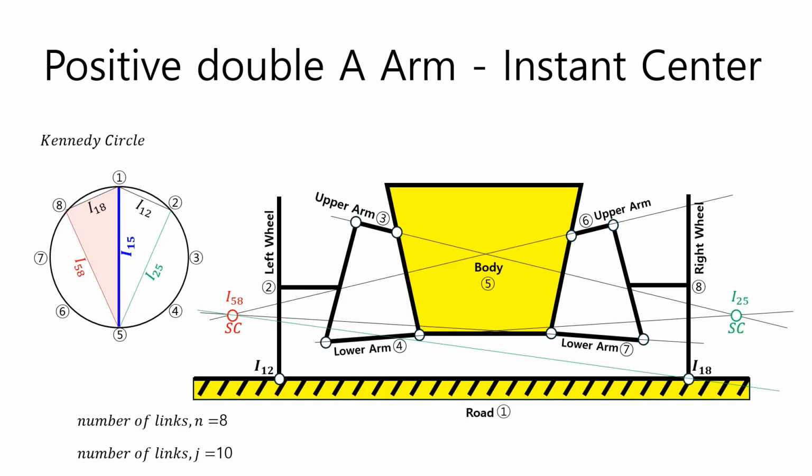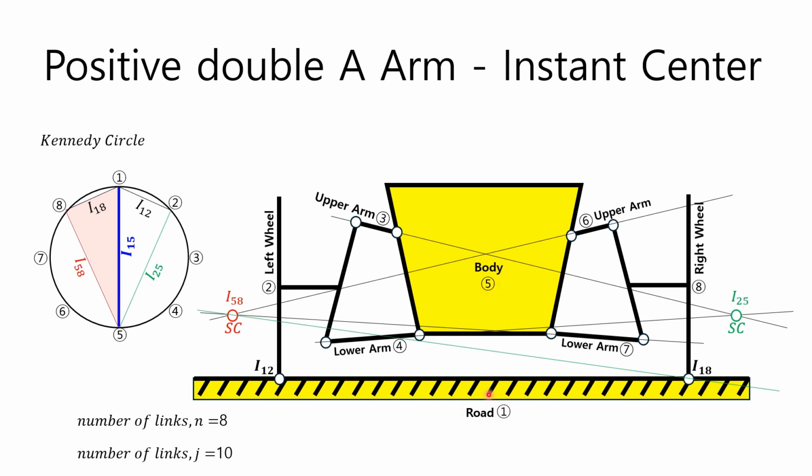So far, we have found the instant center of the right wheel 8 with respect to body 5, I58, and the instant center of the left wheel 2 with respect to body 5, I25, using Kennedy's theorem and the Kennedy circle. As mentioned earlier, according to Kennedy's theorem, the instant centers of the left triangle, I18, I58, and I15, must be in a straight line. Also, the instant centers of the right triangle, I12, I25, and I15, must also be in a straight line. The point that satisfies both of these conditions is the instant center of the body 5 for the road 1, I15.